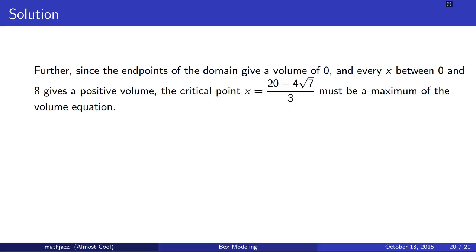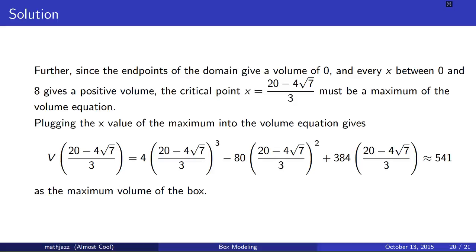And so when we check the endpoint values for our domain, and we check the critical point, we find 0, 0, and some positive number at x equals 20 minus 4 times the square root of 7 over 3. So the positive number must be the maximum value of the volume equation. And 0, of course, is the minimum.